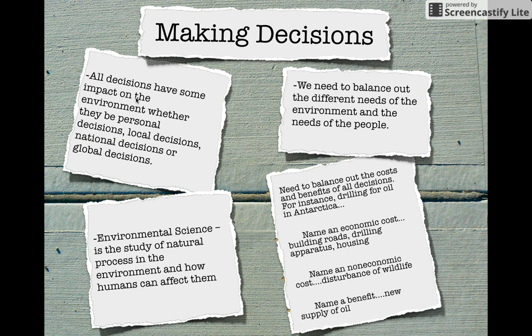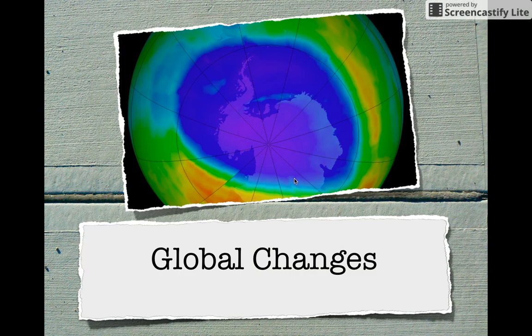Environmental science is a study of natural processes in the environment and how humans can affect them. There's a need to balance out the costs and benefits of all decisions. For instance, drilling for oil in Antarctica. There's an economic cost. There's a non-economic cost, such as disturbing the wildlife there. And there's also benefits, of course, actually getting the oil. And now we're going to talk about how all of that plays a role in the decision-making process.